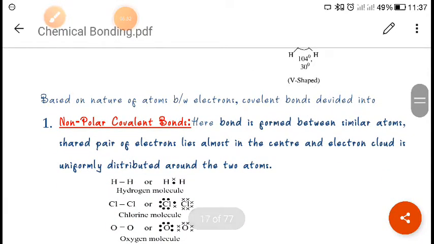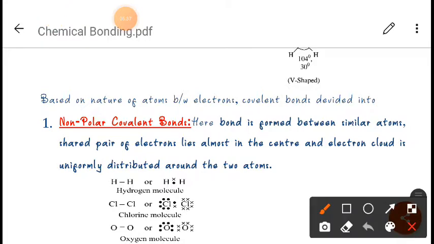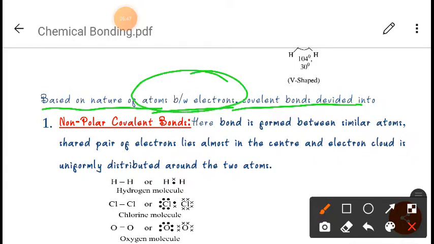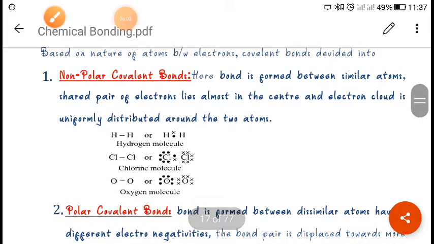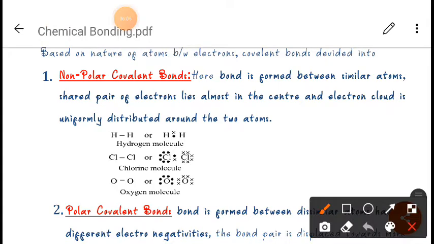Now next is, based on the nature of the atoms between the electrons, the covalent bond is divided into polar and non-polar covalent bonds. Non-polar and polar. So what is non-polar? First of all we will see the definition.